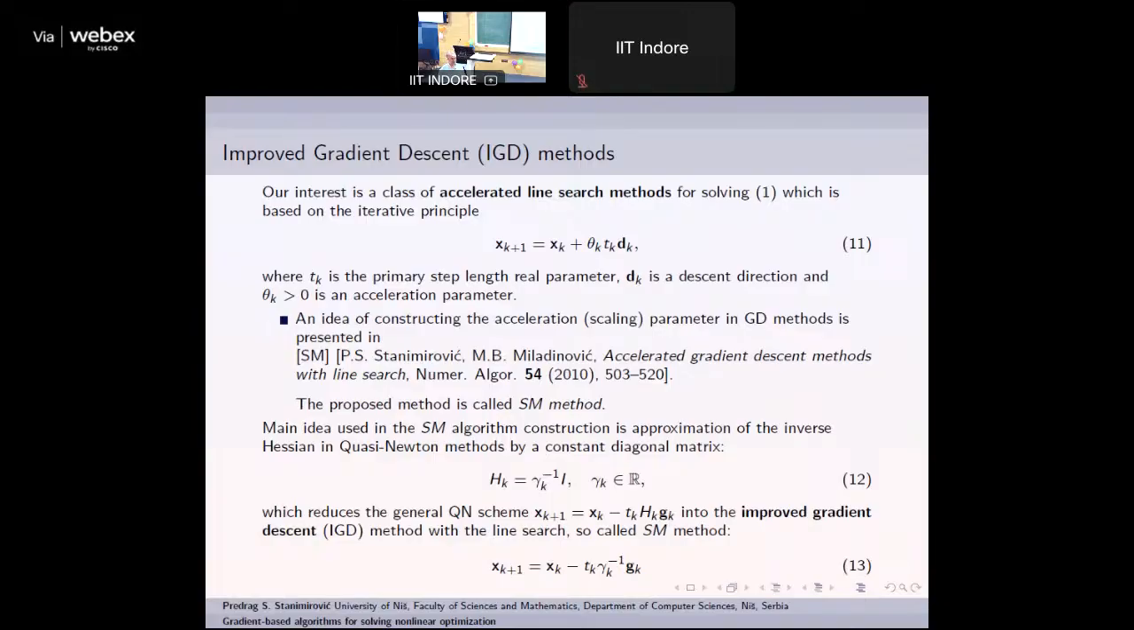What is the full form of SM? SM: Stanimirovich, my surname, and Miladinovich, another.